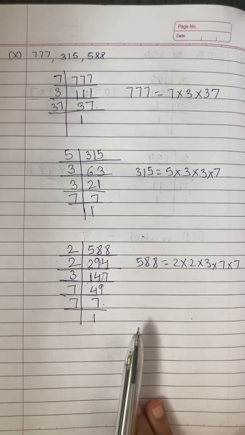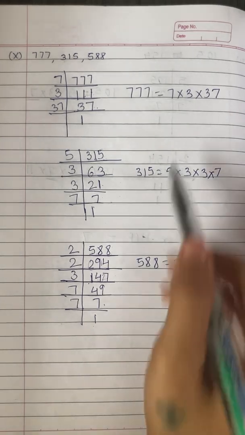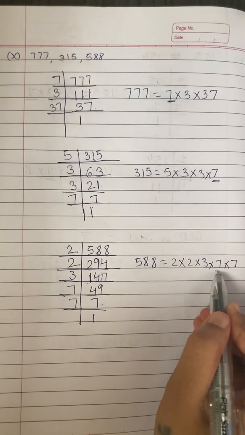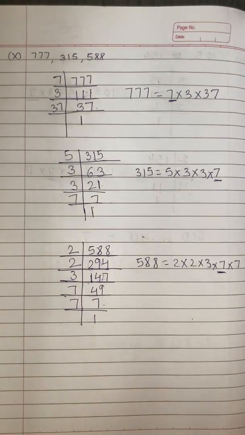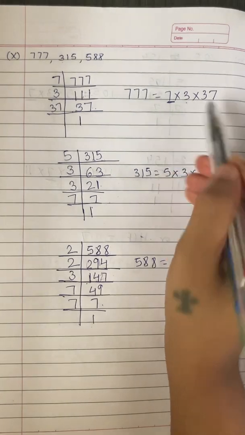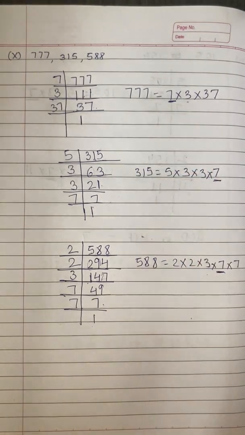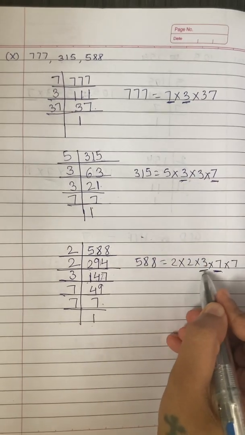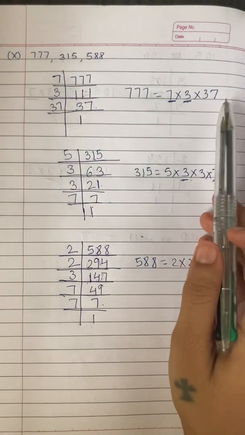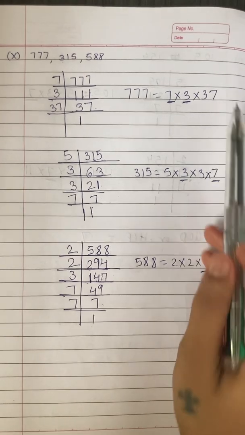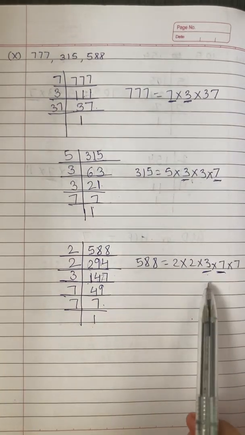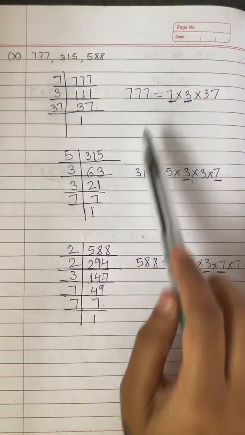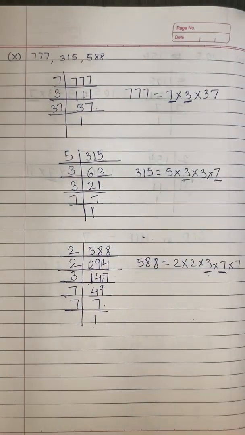Now find out the common factors. Here 7 is there, here also 7 is there, and here also 7 is there. 1 7. Now next number 3. Here also 3 is there, here also 3 is there, and here also 3 is there. So mark that 3, this 3 and this 3, right? Now next here 37 is there. Here 37 is not there, and here also 37 is not there. So the only common factors between all three numbers are 7 into 3.